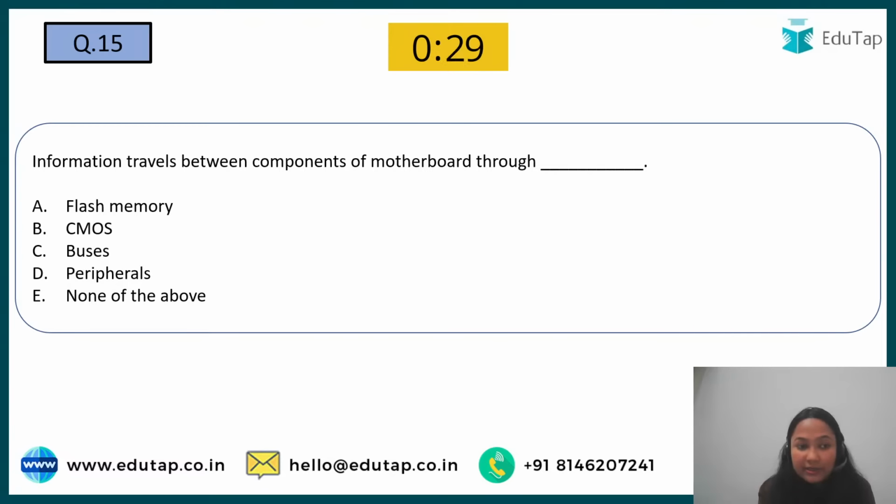Okay, so here dekho, information is traveling, so memory cannot be the answer, of course. Memory is out. Yes, buses will be the correct answer. We use buses. There are two types of buses, internal buses and external buses. Even in the internal buses we have address bus and data bus. All these kinds of buses we use to get the information.